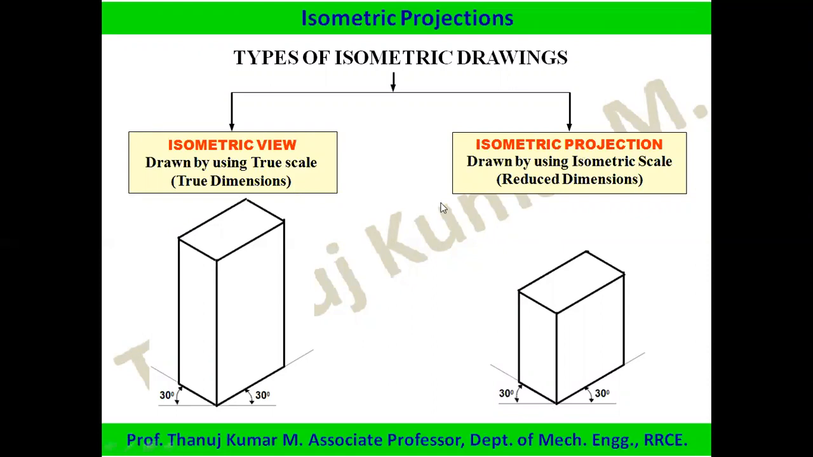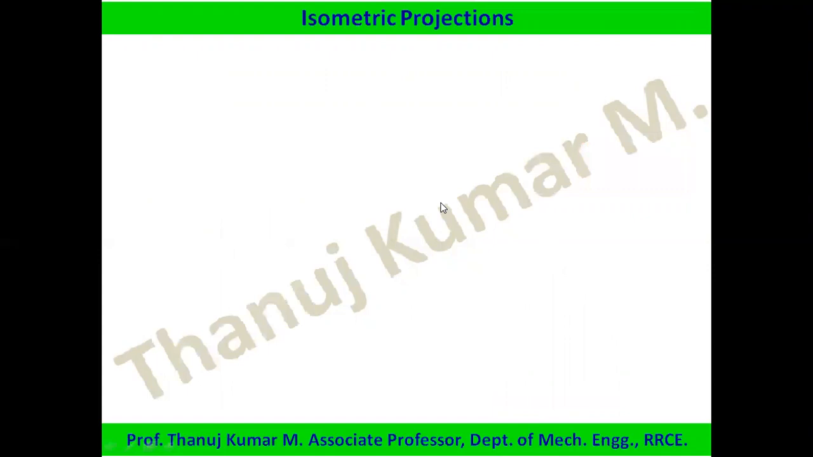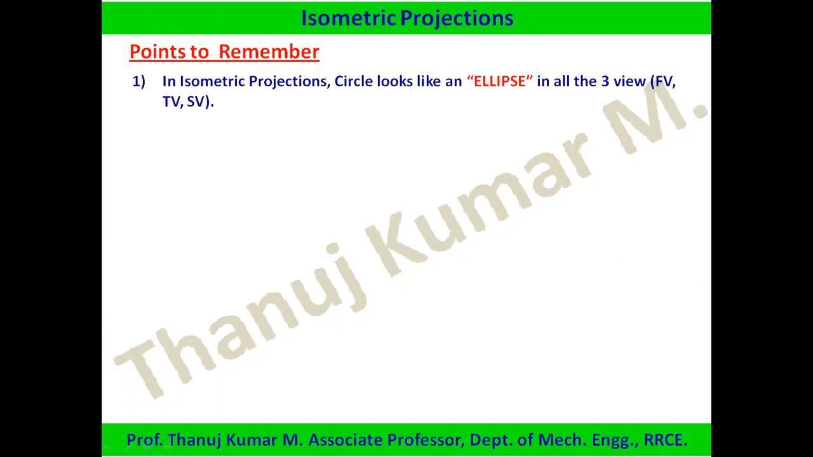Okay, now let us draw attention to the points to remember. To draw the isometric projections, there are a few points you have to remember so that it becomes easier. One, in isometric projections, circles look like ellipses in all the views, whether it's front view, top view, or side view.